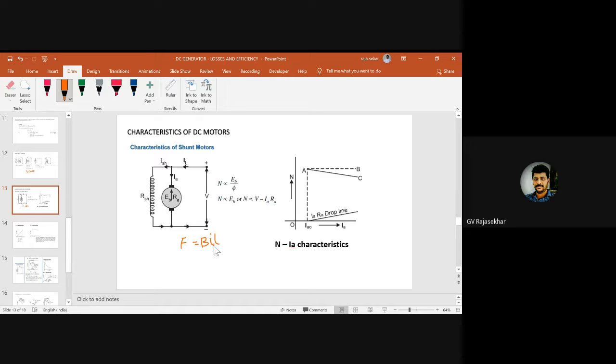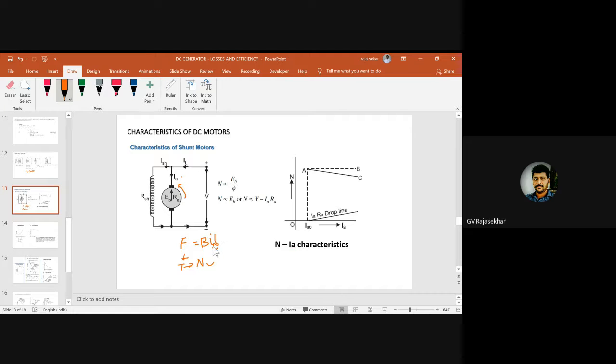Now this I can write as IA. That means the current which you are giving, IA, is responsible for creating some force. And this force is responsible for creating the required torque in a DC motor, and hence the motor starts rotating. Once the torque is developed, the motor starts rotating. Now, when it is rotating, speed develops. That means when you give IA, we are getting speed.